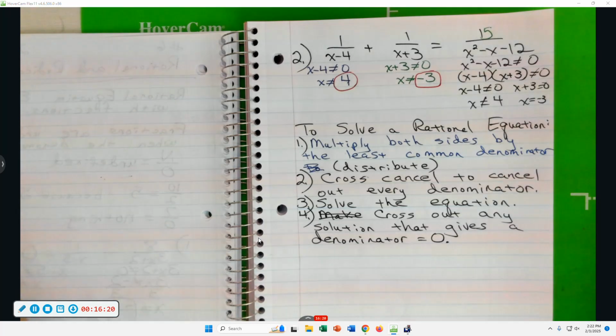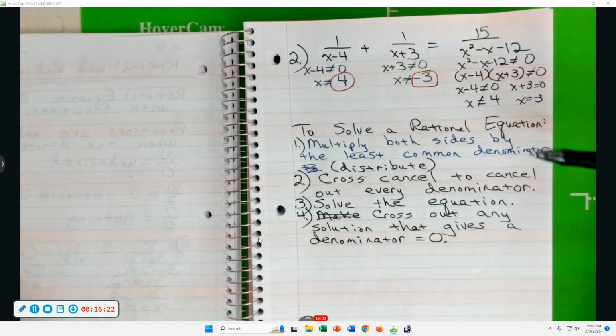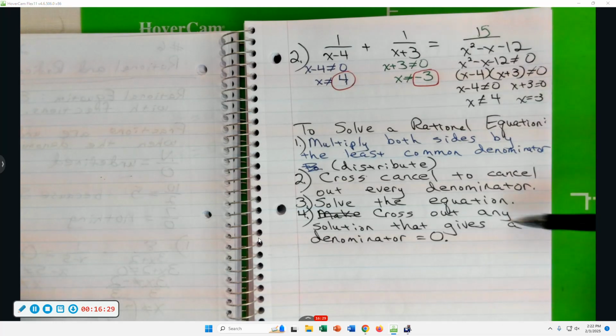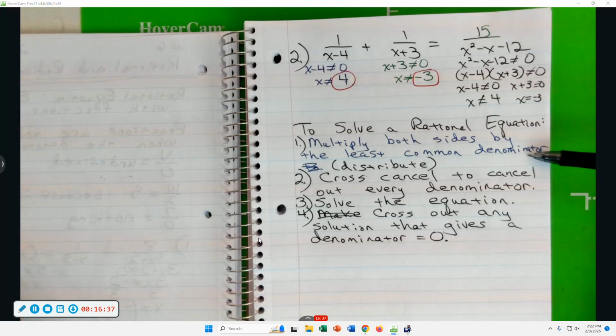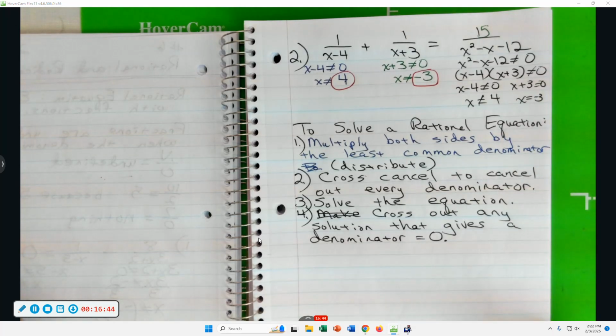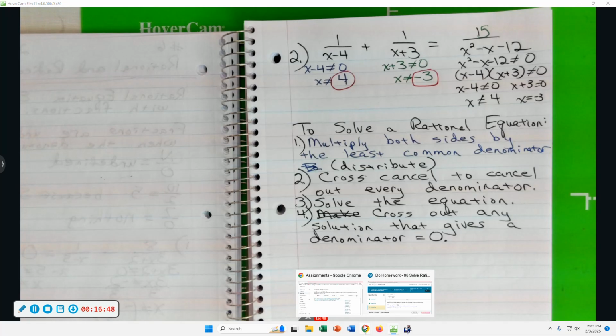So we'll multiply both sides by the least common denominator. We'll cross cancel to cancel out every denominator. We'll solve the equation. Then we'll cross out any that give us denominators of 0. And we'll discuss how to find least common denominators for algebraic expressions as we move through the examples. Okay? So let's look at number 3.